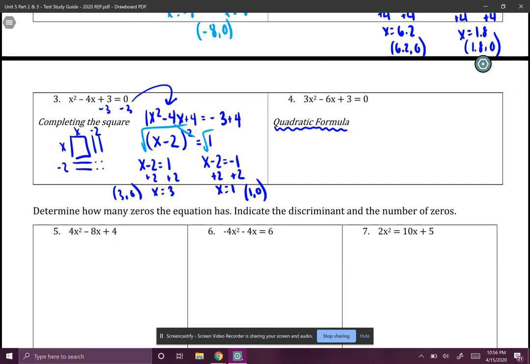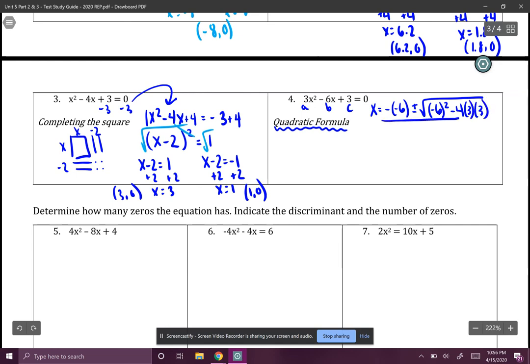So our formula is x is equal to negative b. Well, b is already negative, so I'm going to write that as a negative 6, plus or minus the square root of b squared, negative 6 squared, minus 4 times a times c, all divided by 2 times a.